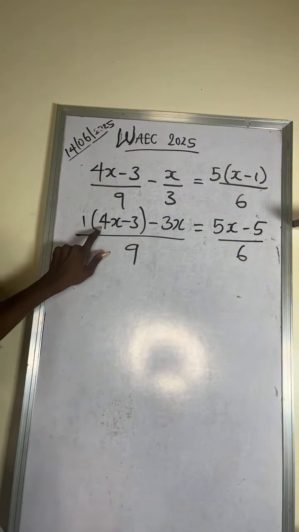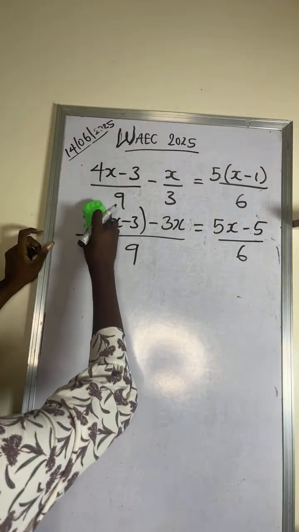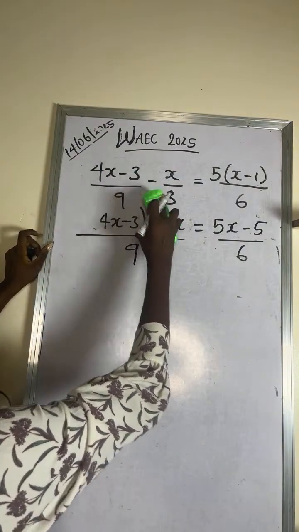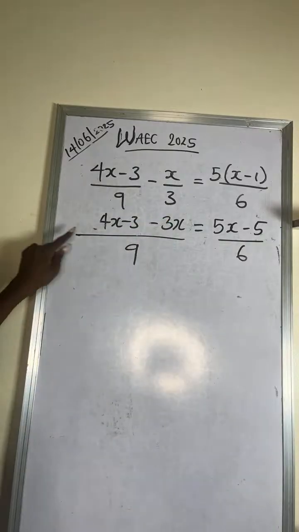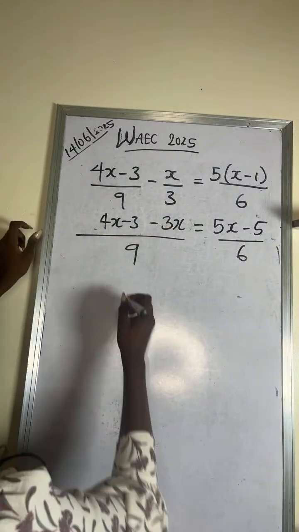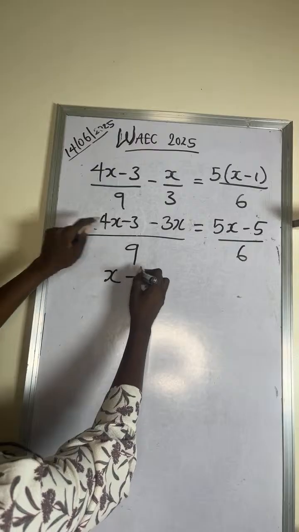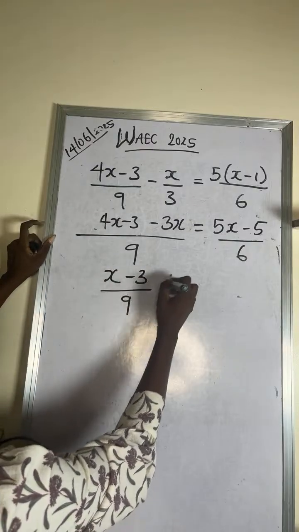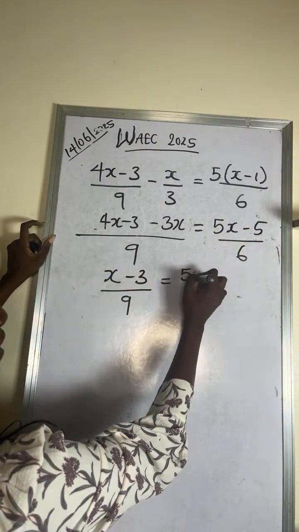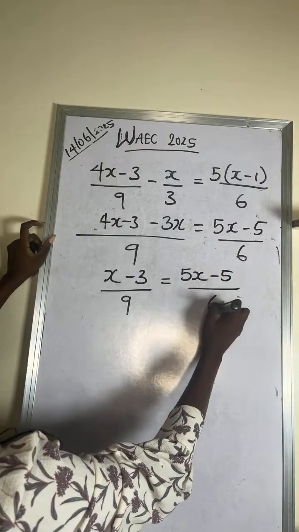Now here, 1 multiplied by everything in this bracket is still the thing in the bracket. So we can just go on from here. Okay? So 4x minus 3x is x minus 3 all over 9. Then we have 5x minus 5 all over 6.